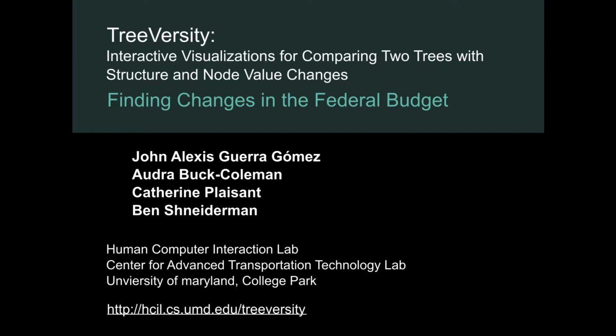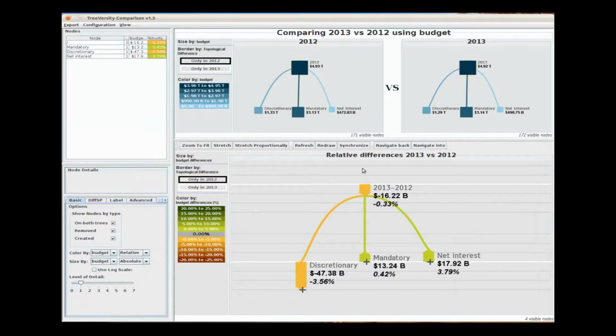In this demo, I'm going to use TreeVersity to compare the US federal budget between 2013 and 2012. Here, the budget is organized by the discretionary part, the mandatory part, and the net interest part, according to the BEA categories. This determines what parts actually the government can modify. There are those that are under the discretionary branch, and which ones they cannot modify. There are the ones in the mandatory.